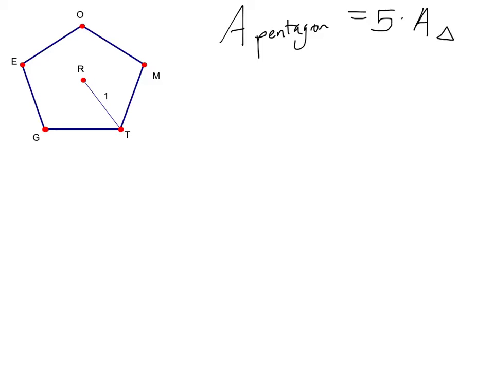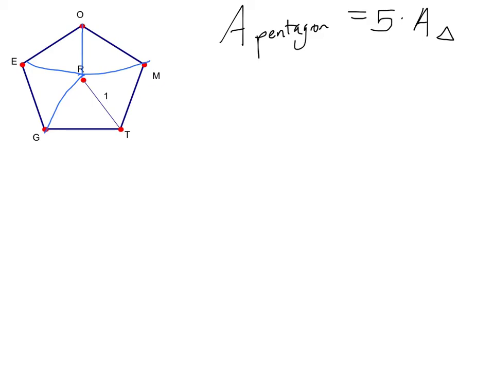Let's actually split it up into the 5 triangles so that we're really showing you. We'll split it up by drawing in radii. So like RG is a radius because it starts from the center and goes to a vertex, ER as well, OR, and MR, and RT is a radius as well. So there's our 5 triangles.